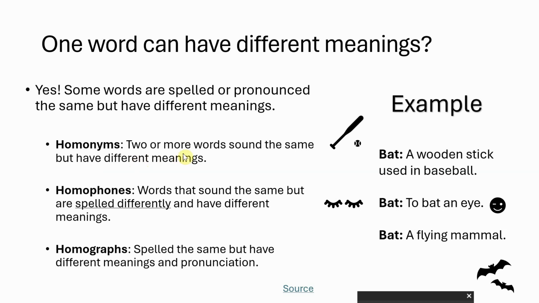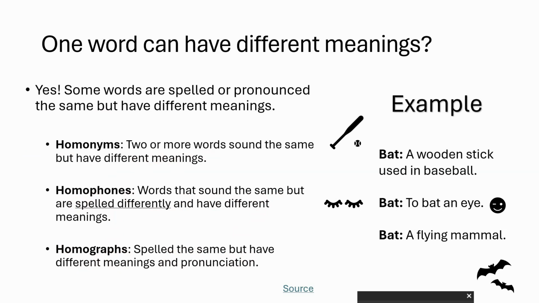So homonyms are two or more words that sound the same but have different meanings. Homophones are words that sound the same but are spelled differently and have different meanings. Homographs are spelled the same but have different meanings and pronunciation. So if you want to get extra credit, you might try to spot examples of maybe a homophone versus a homonym.